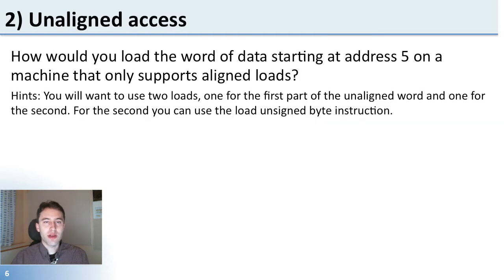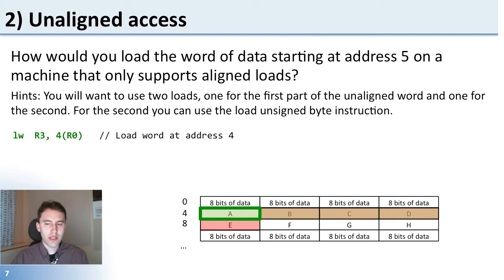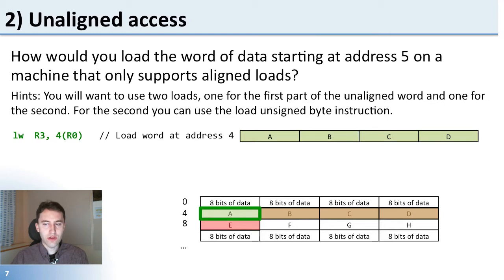The next question was about unaligned accesses, and it asked how you would load the data word starting at address 5. Here's a view of our memory, and if we look at starting at address 5, here's the data we want to load. We want to load a word that has B, C, D, and E in it. Now the way to do this is we're going to have to do two loads. So the first load, we're going to load address 4. So this is going to load starting at this address, and it's going to load the full word. So this time it's going to load A, B, C, D, when what we really want is B, C, D, E. So we've loaded this part of the data, which is most of the data we want, but not all of it.